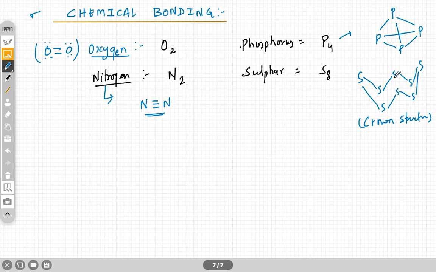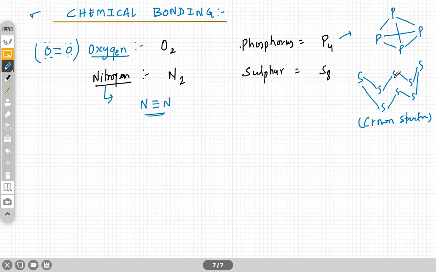The point is, why do certain atoms form multiple bonds? When I say multiple bonds, I mean double or triple bonds. Why is phosphorus not able to form a double bond? Why is sulfur not able to form a double bond like oxygen or nitrogen? So there must be some reason behind this. All these things we can understand in this chapter.